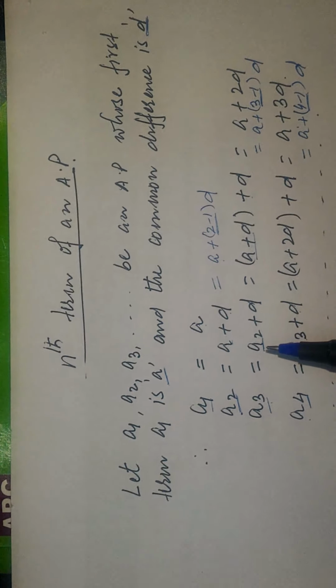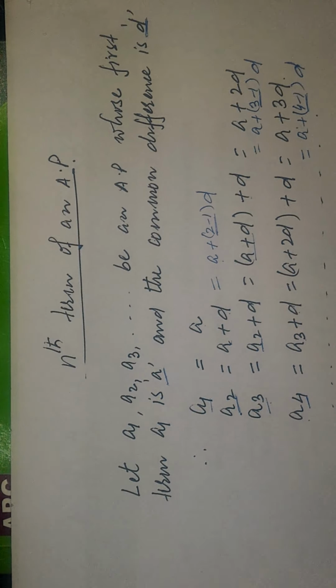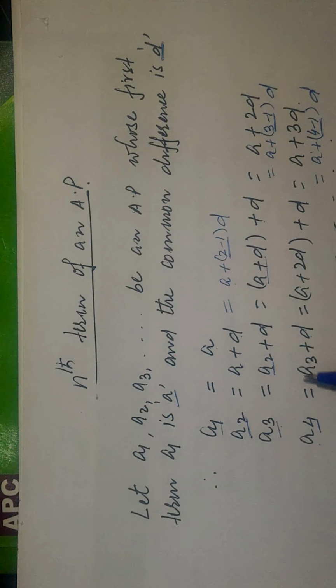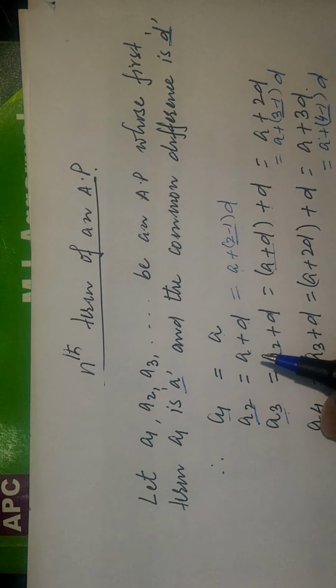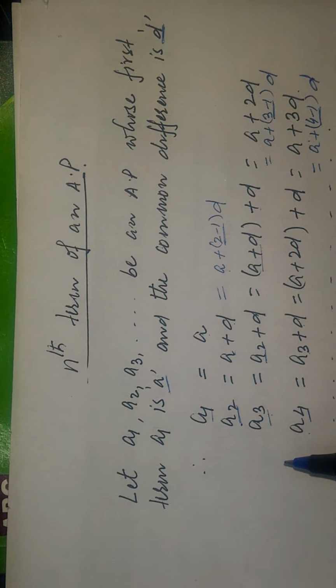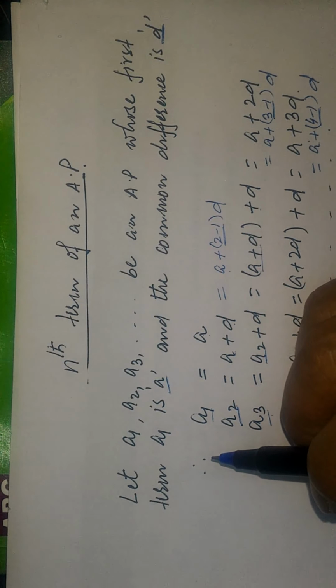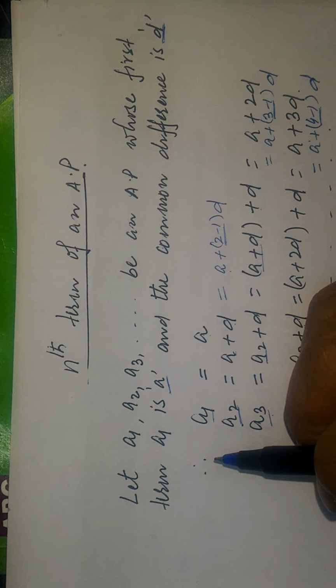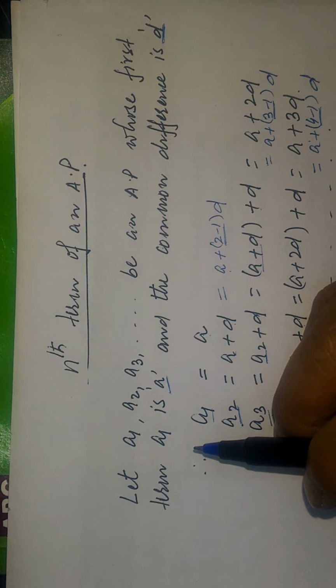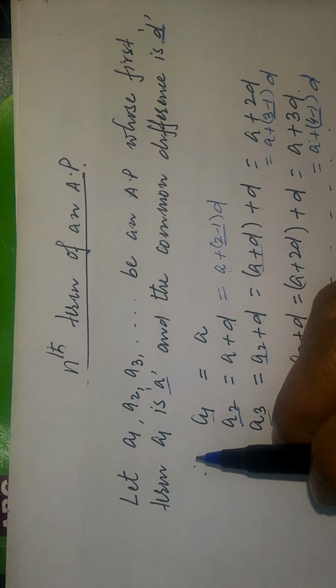Hello friends, we have discussed arithmetic progression in the last class. Now I will be discussing the nth term of an arithmetic progression. So we know arithmetic progression is a list of numbers wherein the difference of two consecutive terms is constant, and that difference is known as the common difference.